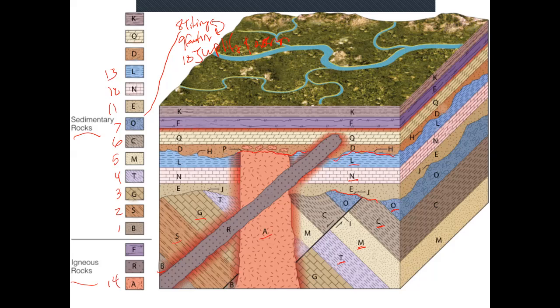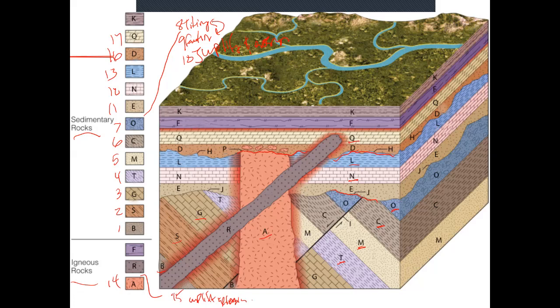Right, so for 15, we have weathering, uplift and erosion, and that forms the unconformity, H and P. So H is a disconformity, P is a nonconformity. And after that, we have D. So D would be 16. Q would be 17.